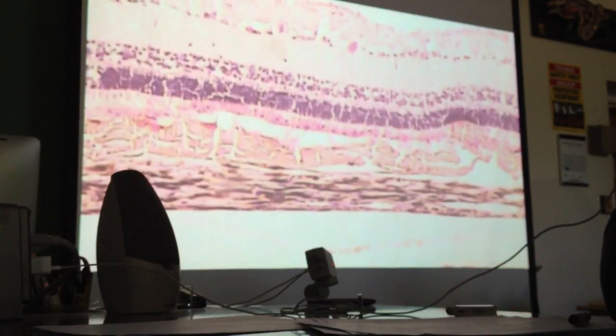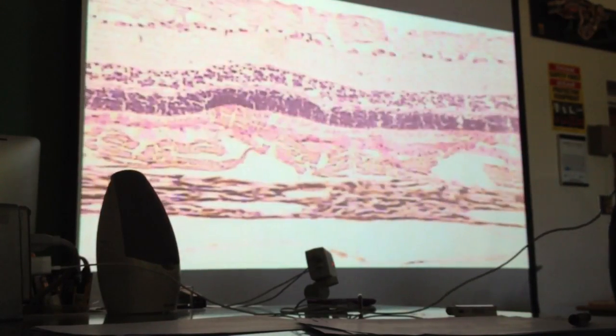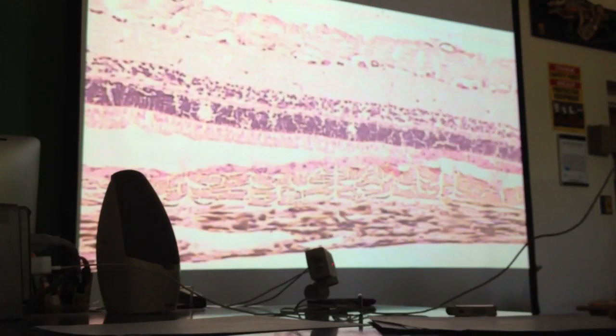With the retina, remember that the images are sometimes flipped when you look at them under your microscopes relative to what we see here. Okay, so that'll be important to know.